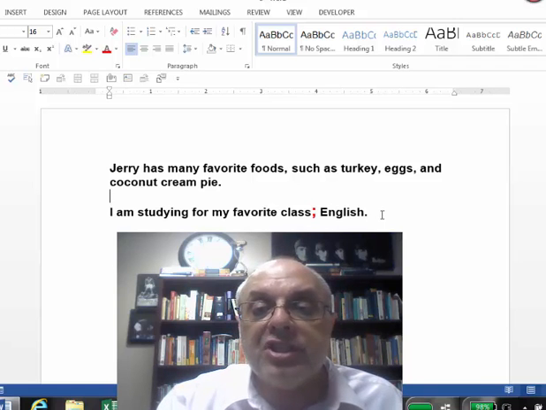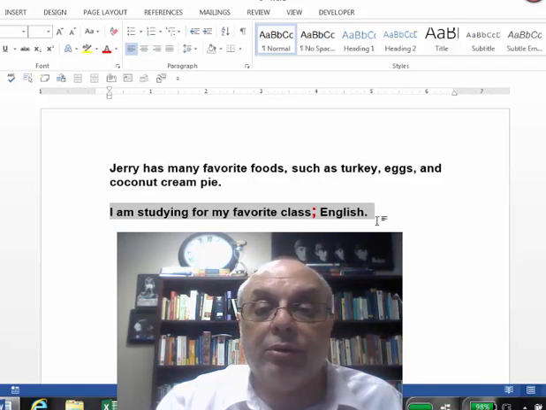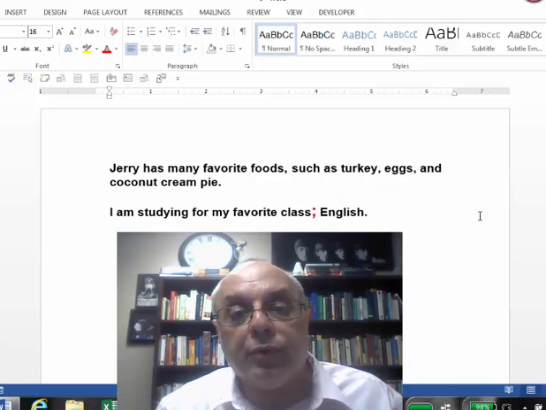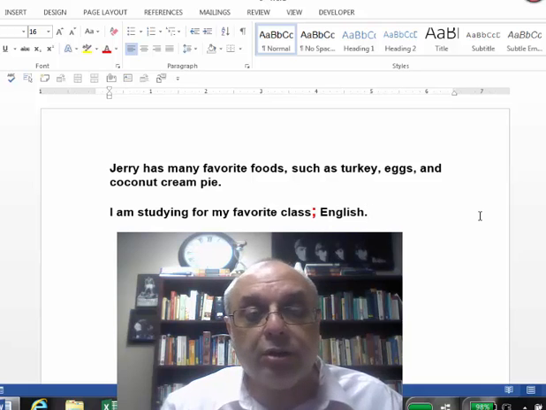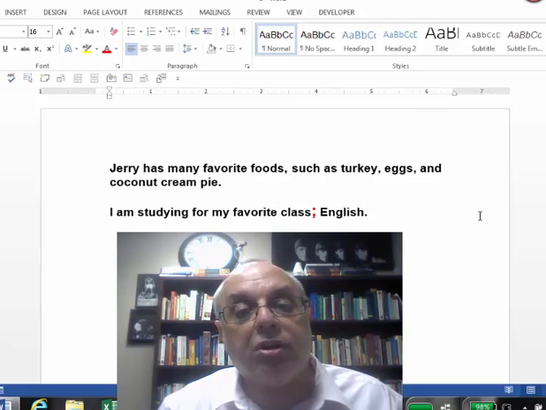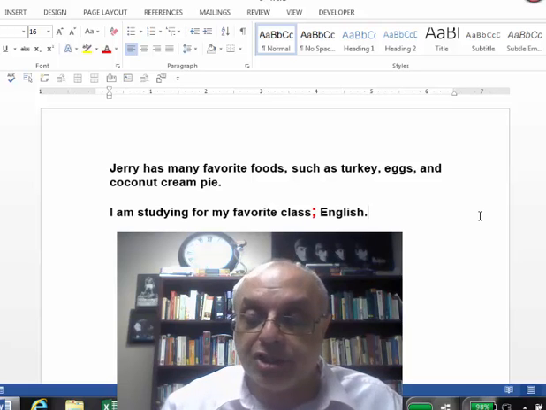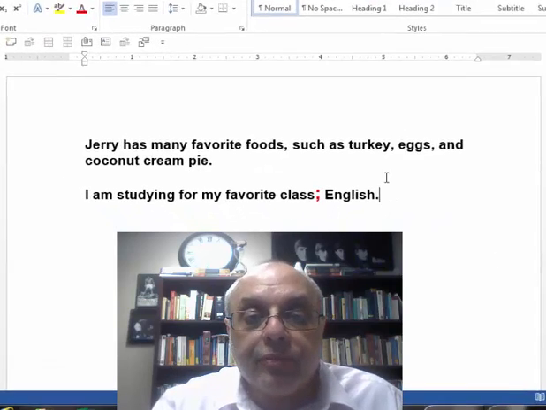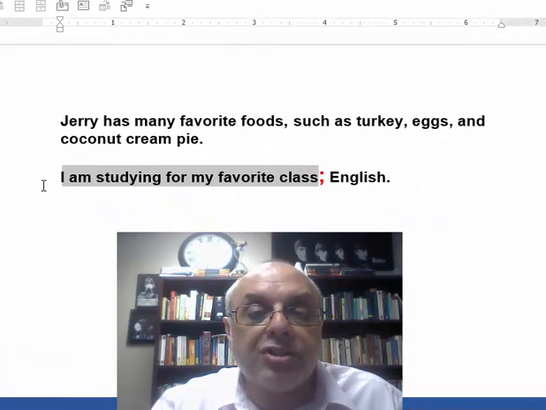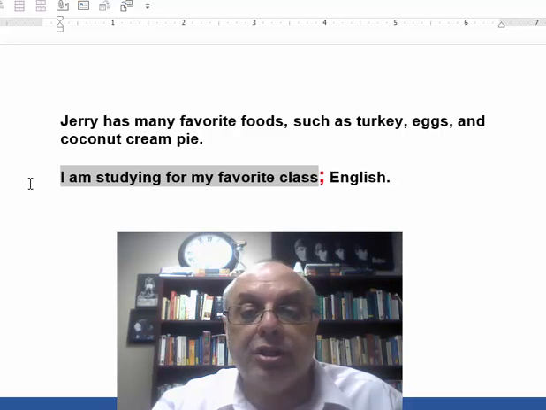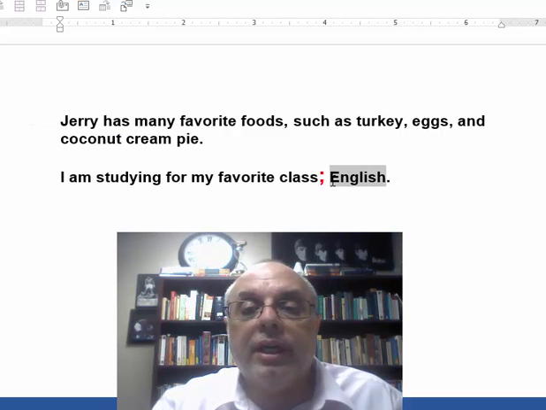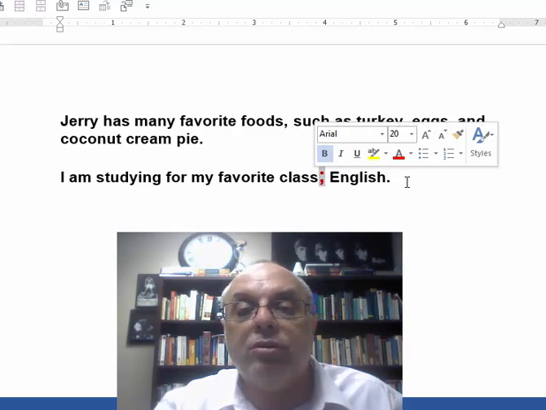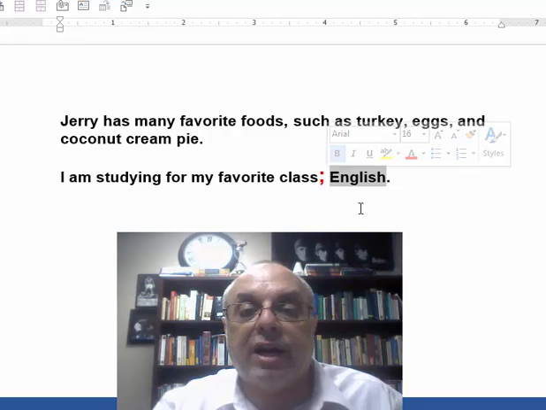Okay, let's look at this next sentence where I have the semicolon once again highlighted in red. And here's the rule for a colon. Not a semicolon, but a colon. We always use a colon before a list, even if the list contains only one item. So, performing our test: "I am studying for my favorite class." Complete sentence. "English," by itself, one word, is not a complete sentence. And now we know that this semicolon caused this sentence fragment.